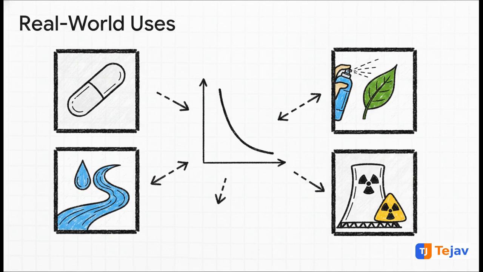Outside the hospital, environmental scientists use this same math to figure out how long it takes for harmful pesticides to break down, when pollutants will be clear from rivers, and to calculate the safe storage duration for dangerous nuclear waste.